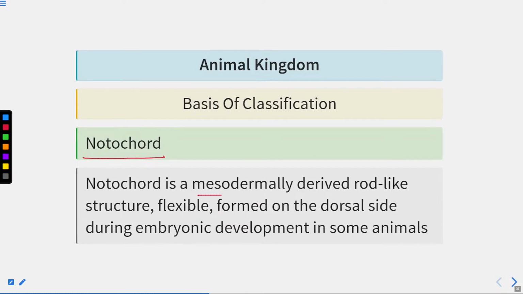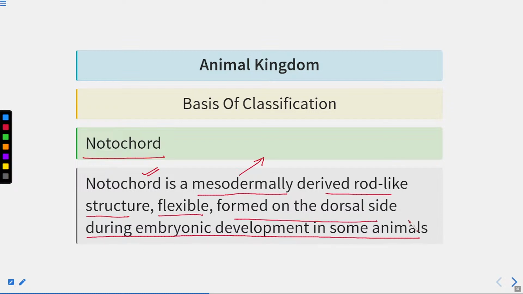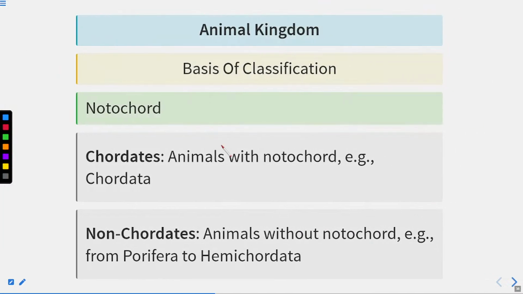Notochord. Notochord is a mesodermally derived rod-like structure. It is a very important organ, developed from which germ layer? Mesodermal origin. It is flexible, formed on the dorsal side during embryonic development in some animals. Chordates are animals with notochord, for example all the chordata, and non-chordates are animals without notochord, from porifera to hemichordata. This is very, very important: chordates and non-chordates, presence and absence of notochord.